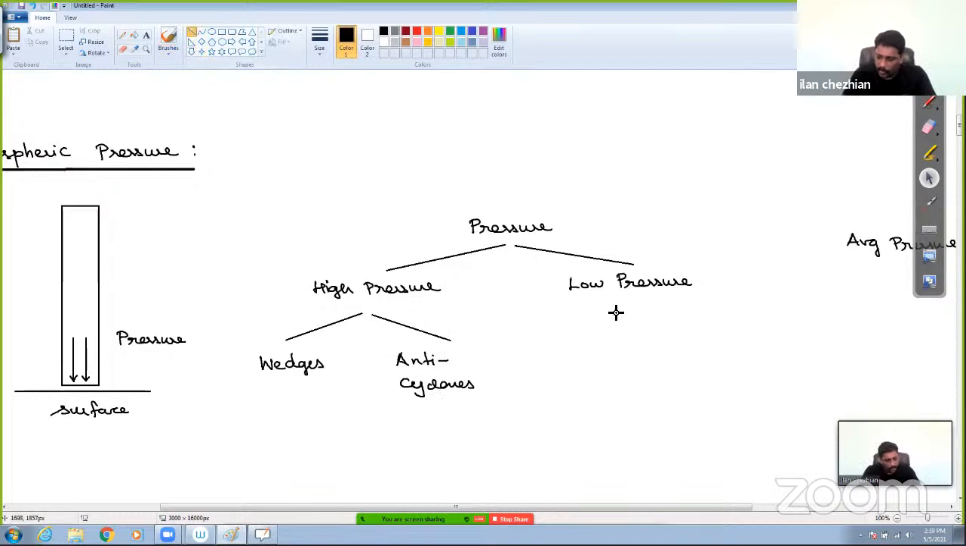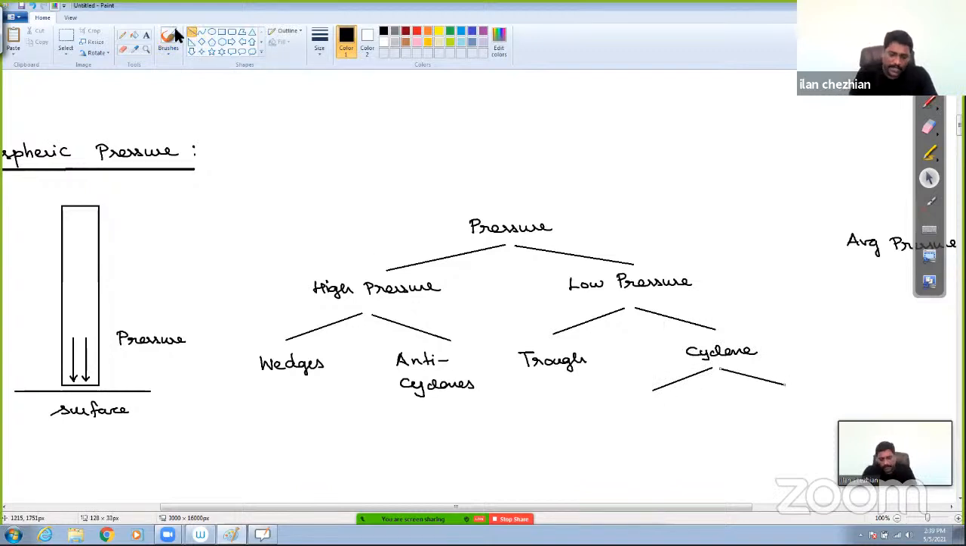On the other hand, when I talk about a low pressure system, large in size and not so intense, we call them a trough. If it is very small in size and very intense, we call them a cyclone. Cyclone is very important for us because the syllabus explicitly mentions cyclones, my friend.